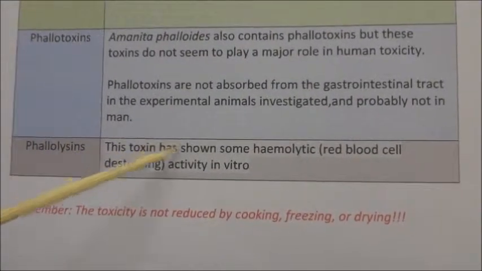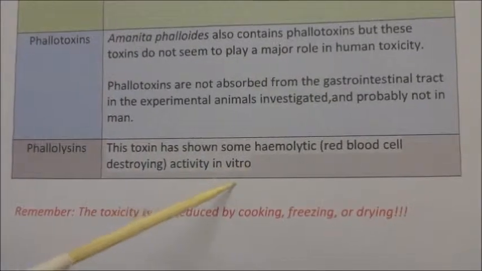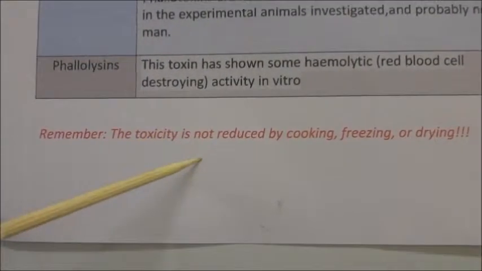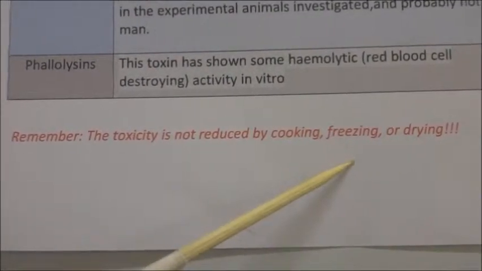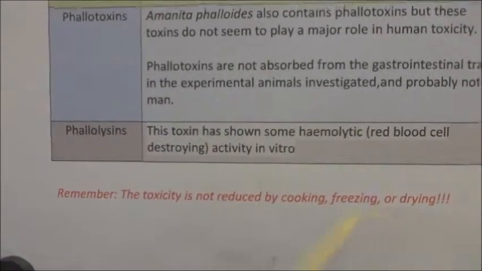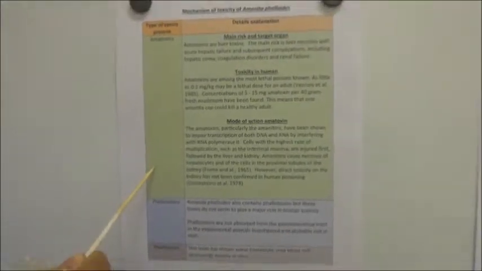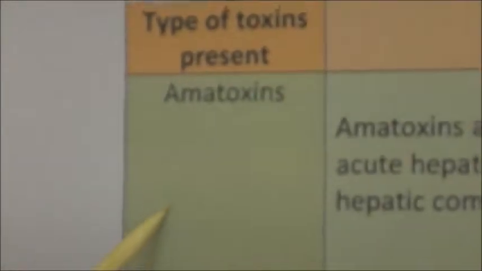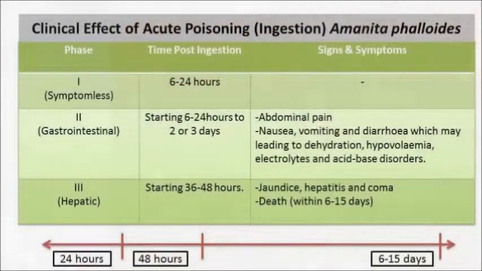This toxin has shown some hemolytic, or red blood cell destroying, activity in vitro. Remember, the toxicity is not reduced by cooking, freezing or drying. So, in a nutshell, from this mechanism of toxicity of Amanita phalloides, it is confirmed that amatoxin is the most toxic substance that causes toxicity from the mushroom.